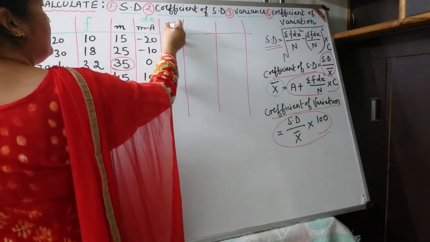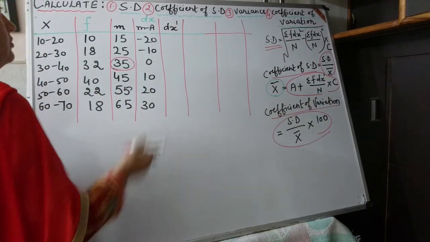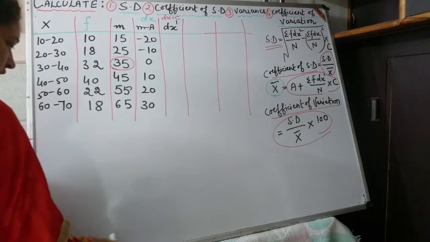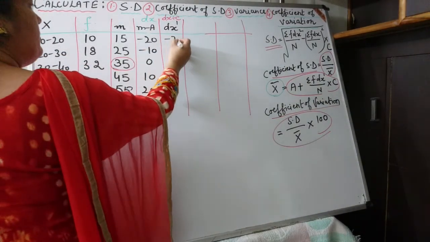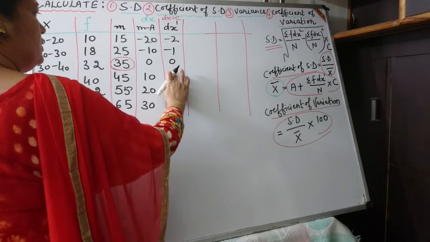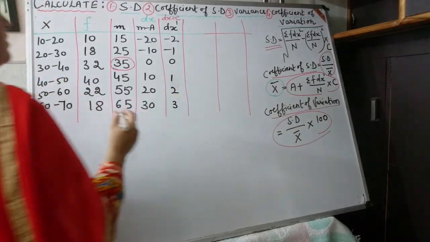For dx dash, dx will be divided by the common class interval, which is 10. It will be minus 2, minus 1, 0, 1, 2 and last one is 3.